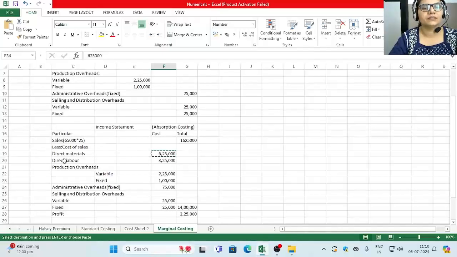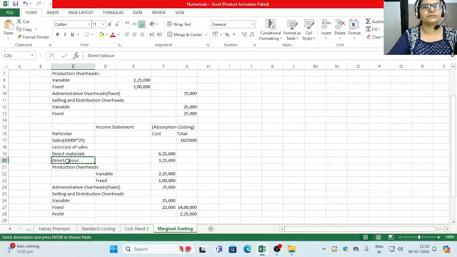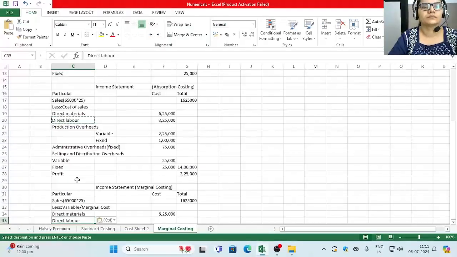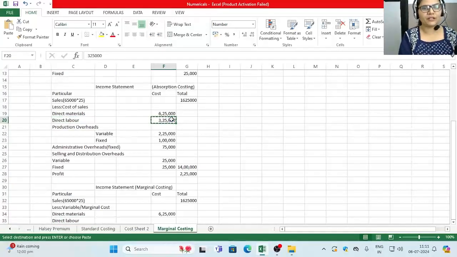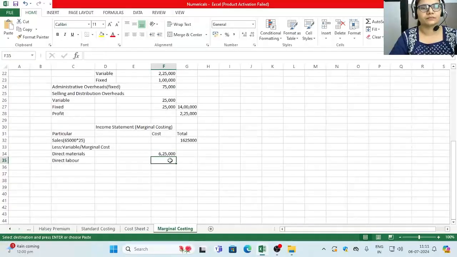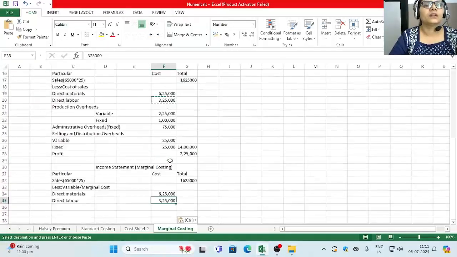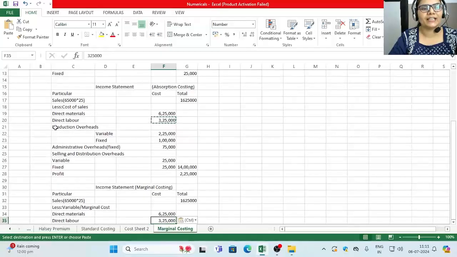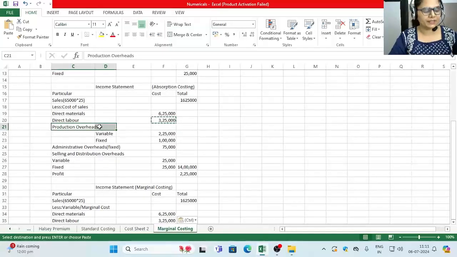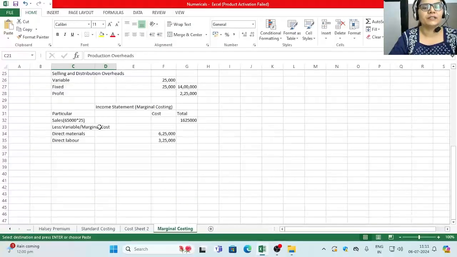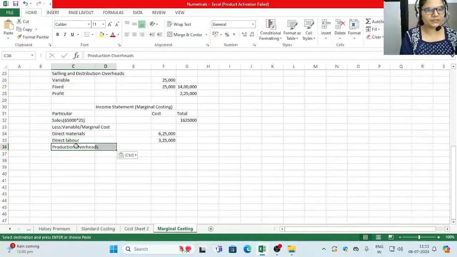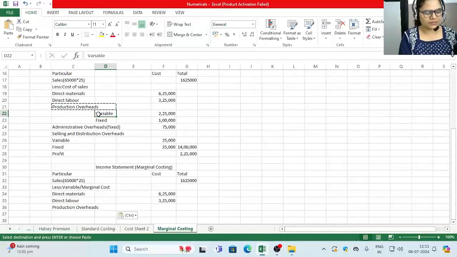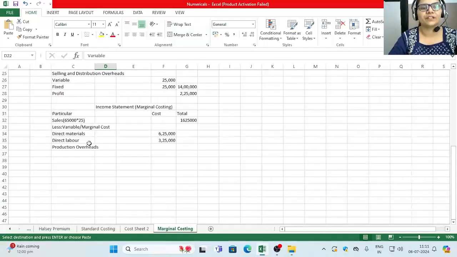Next is direct labor, $3,25,000. Next is production overheads. As we are preparing the statement under marginal costing, we will take only those overheads which are variable. That is 2,25,000.